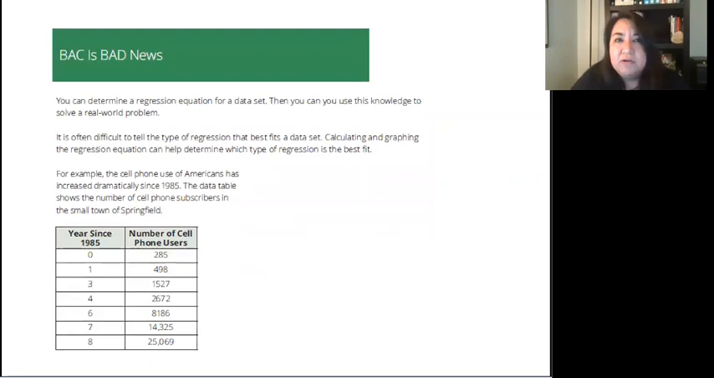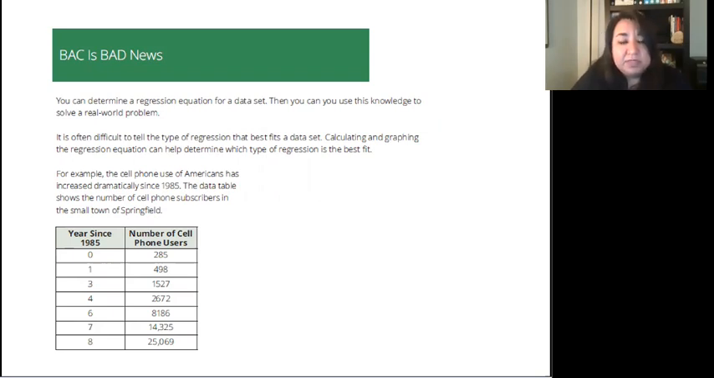You can determine a regression equation for a given data set. Then you can use the knowledge to solve a real-world problem or to answer questions about the scenario. It is often difficult when you're given a data set to determine the type of regression that best fits the data. But when you calculate and graph the regression equations for different functions, then you can determine which of those functions is the best fit.